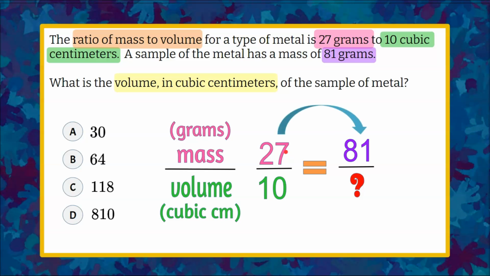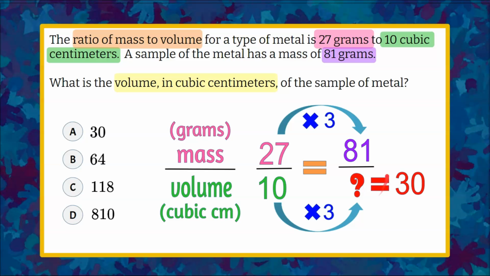So we're going to look at the relationship of 27 to 81. I know that 27 multiplied by 3 is 81. Therefore, whatever my missing volume is for this sample, we must also multiply the denominator 10 by 3 to keep the equivalent ratios. So 10 times 3 is 30. That tells me that the sample of metal that is 81 grams is going to have a volume of 30 cubic centimeters, which is answer choice A.